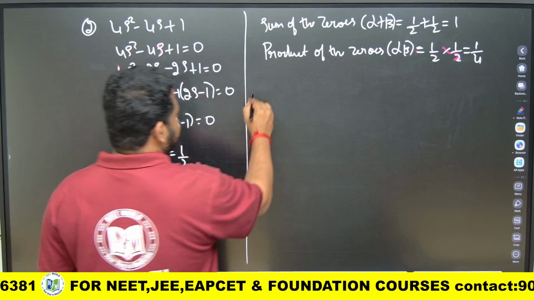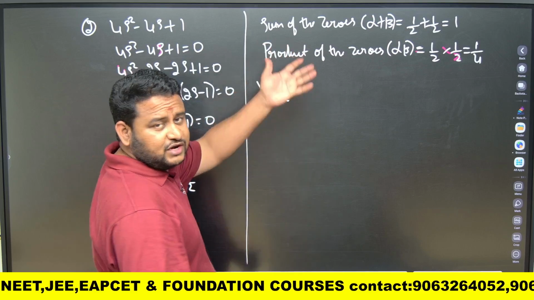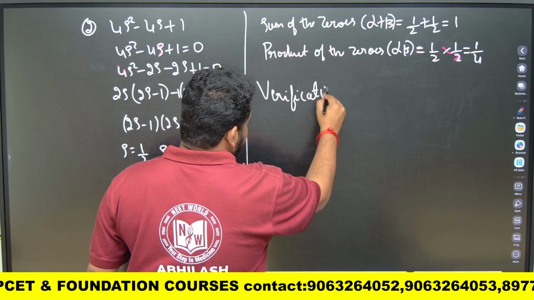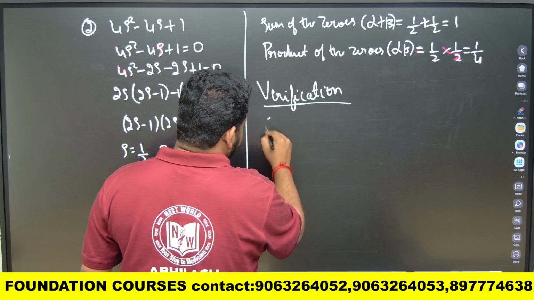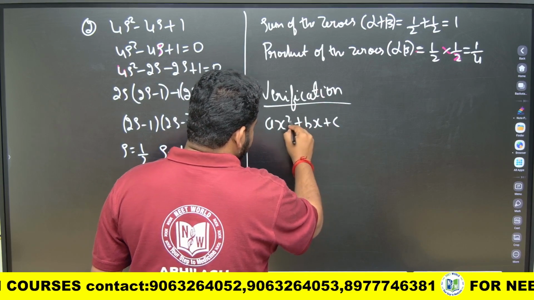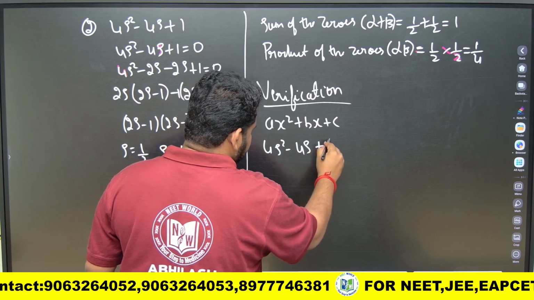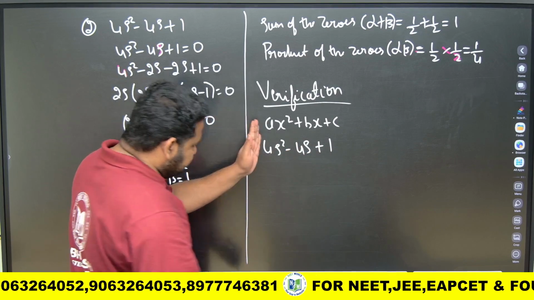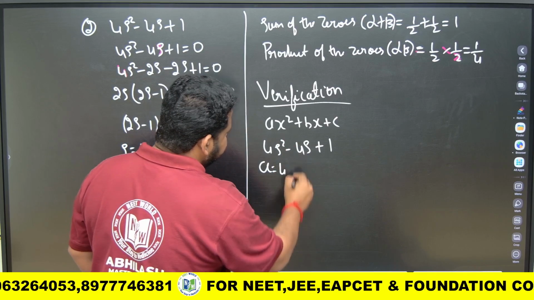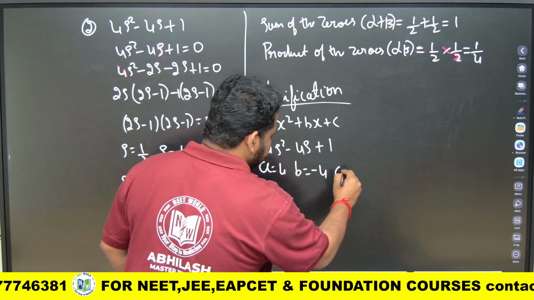Now let us do verification, very important. It is not over until here, you have to do verification, because the question asks us to verify. See here, if the equation is of the form ax square plus bx plus c, the question they have given is 4s square minus 4s plus 1. If I compare this, a is equal to 4, b is equal to minus 4, and c is equal to 1.